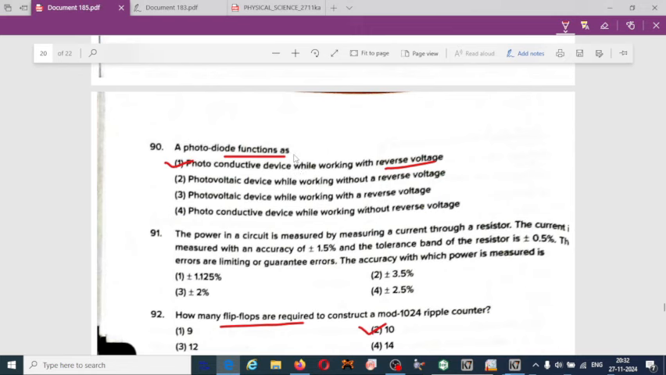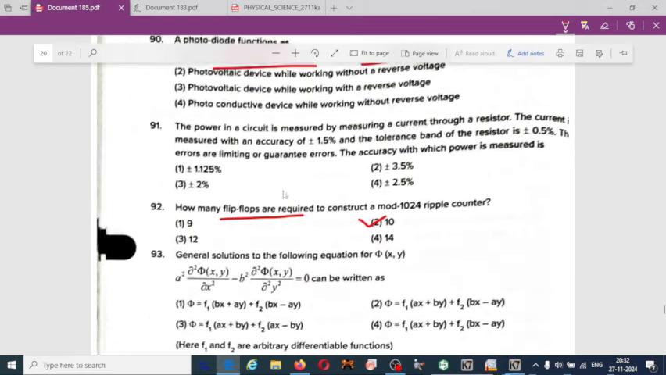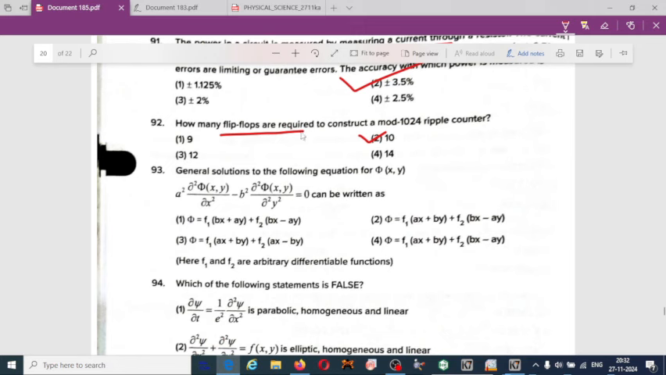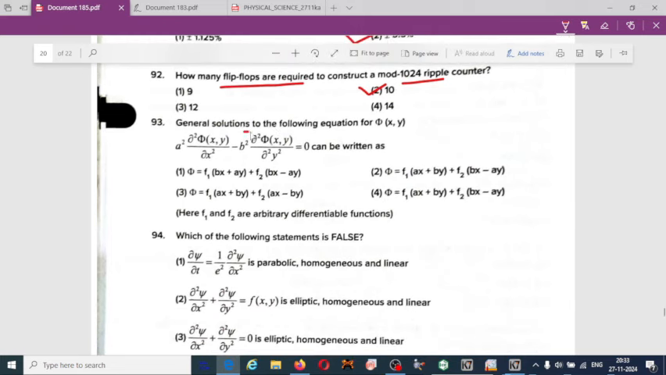Photodiode functions as a photoconductive device while working with reverse voltage. The power in a circuit is measured by measuring a current through a resistor. If you read this question, option 2 is correct. Flip-flops required to construct a mod 1024 ripple counter: 10. General solution for the following equation.